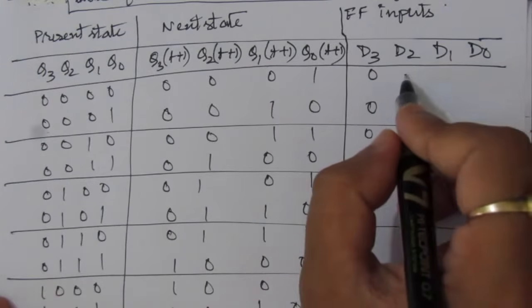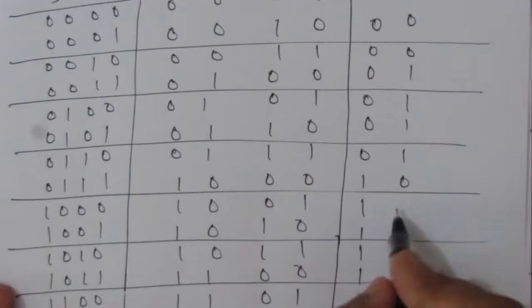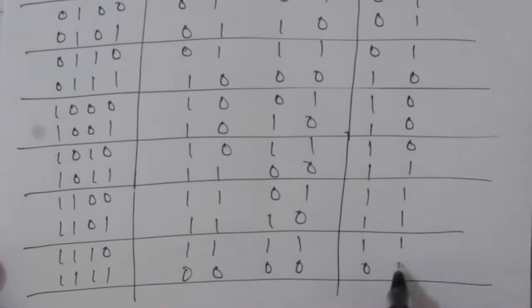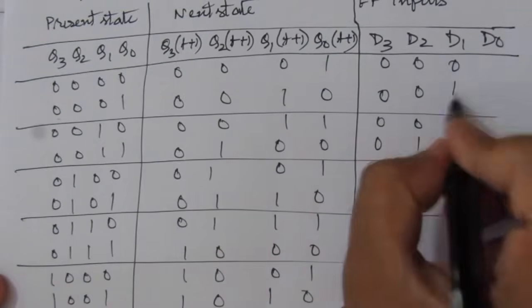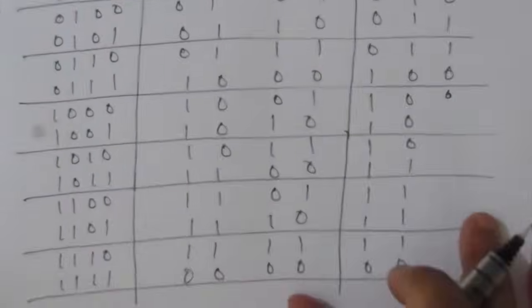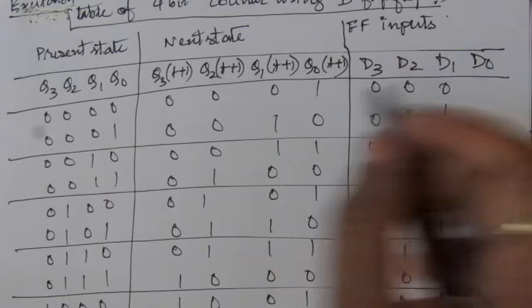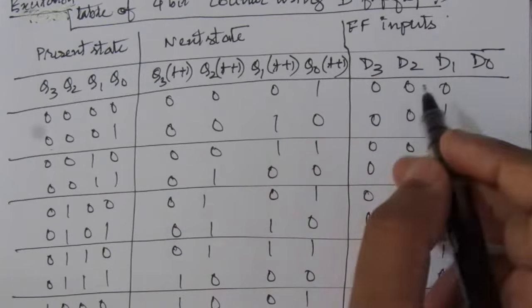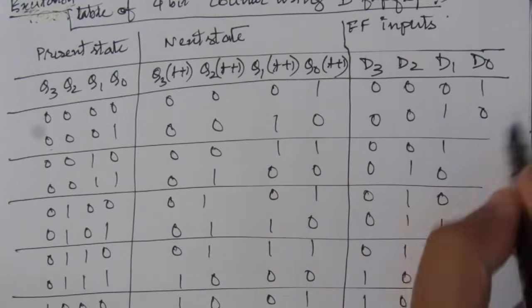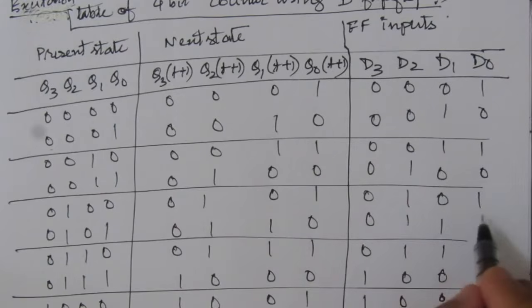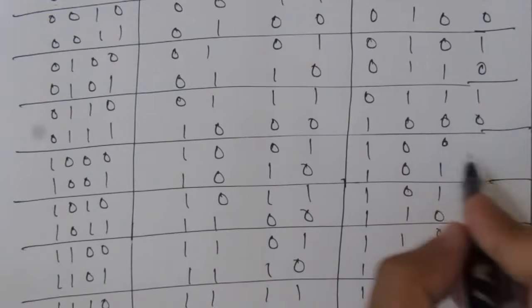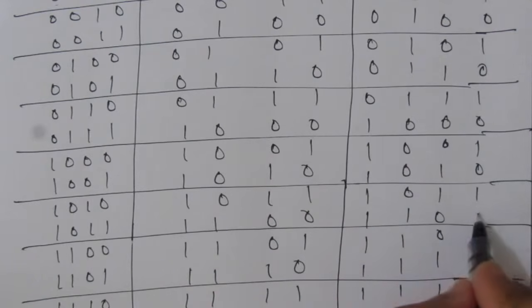So here we'll have, similarly, D0 is equal to Q0 of T plus 1. So here we'll have 1 0 1 0 1 0, and here also 1 0 1 0 1 0 1 0 1 0.